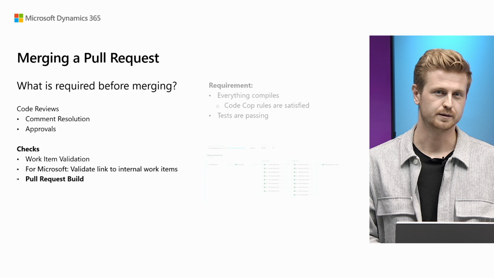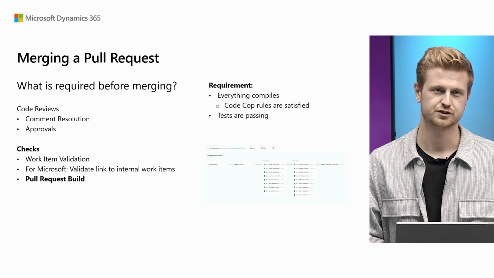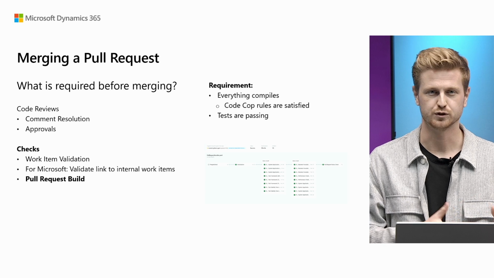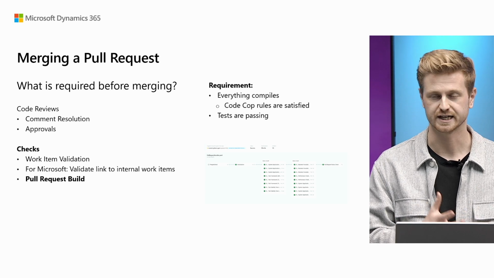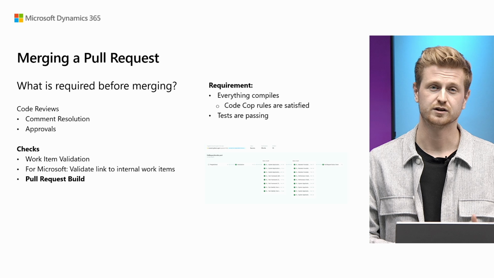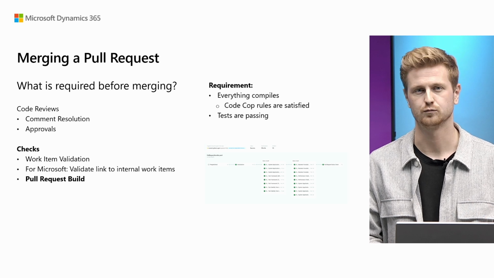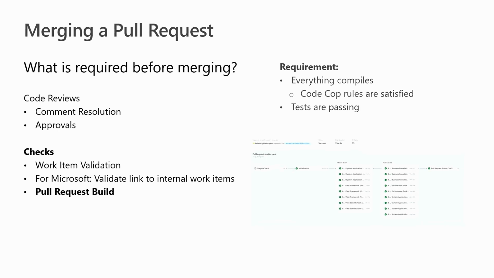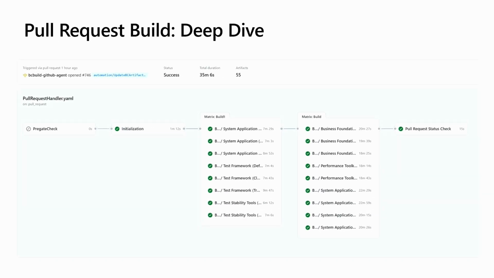The last and probably more significant of these checks is the pull request build. Now here we actually take what you've built and we try to compile that and test that in our gates. And the requirement here is that everything compiles, all code cop rules are satisfied, and that tests are passing. If you open up a pull request build, it'll look a little bit like this. There's a lot going on here, many green checks here. This is an example of a successful one.